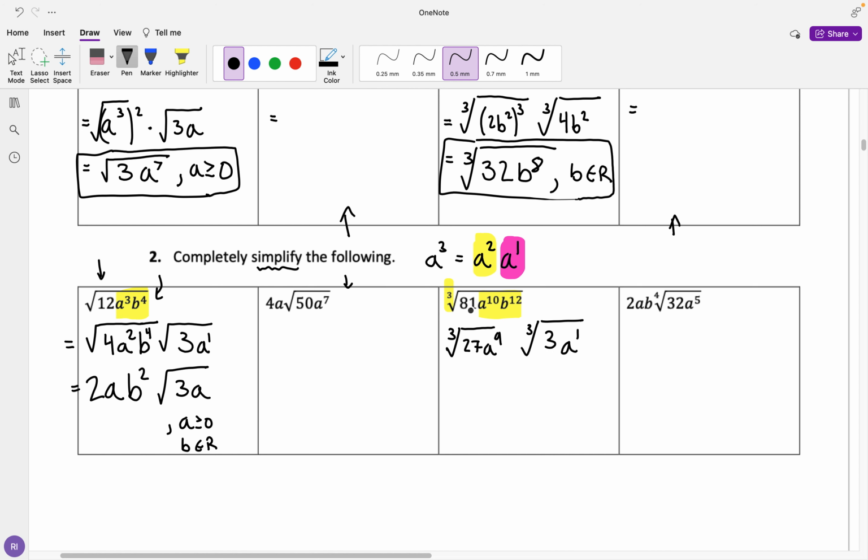27 times 3 is 81. A to the 9 times a to the 1 is a to the 10. And b to the 12 is already just good to go. Cube root of 27 is 3. A to the 9, no, a to the 3. And b to the 4.